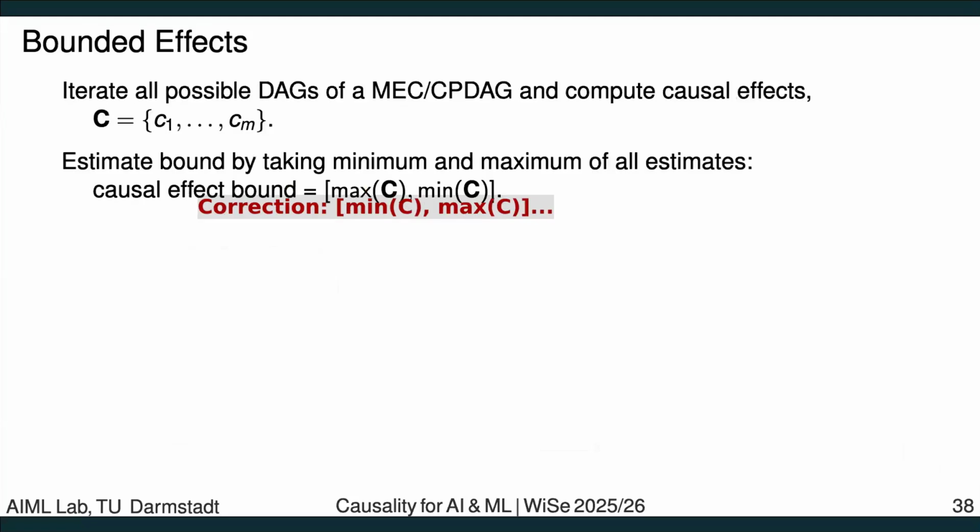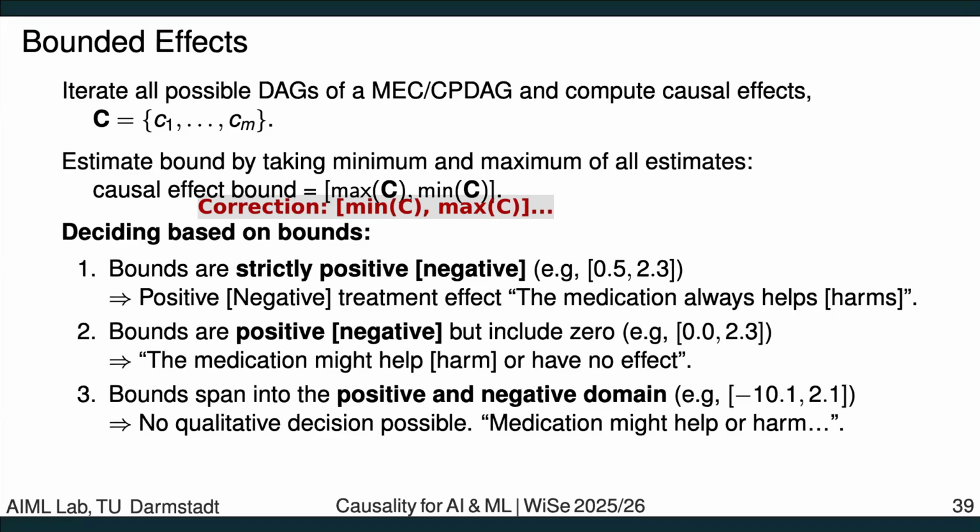Yeah. So again, as I said, we compute or look at all these graphs. We compute all the causal effects in every one of those DAGs we get, and then just take the minimum and maximum. Yeah, it should be the other way around, but whatever. So you get the lower bound by taking the minimum. You get an upper bound by taking the maximum, and then at least you can make some assumption.